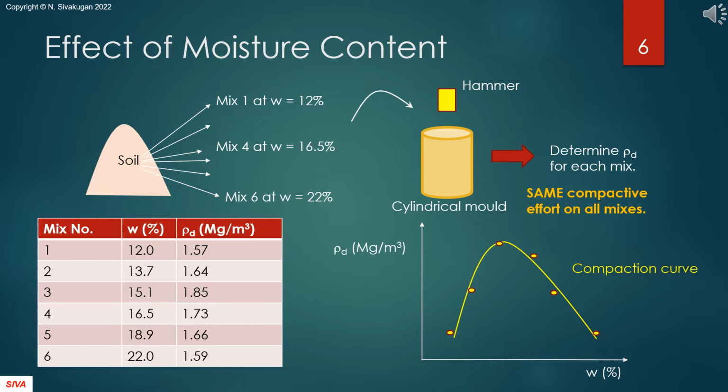Here we mix the soil at a few different moisture contents and apply a certain compactive effort to compact the soil in a cylindrical mold. The plot of dry density or dry unit weight versus moisture content gives us the compaction curve.